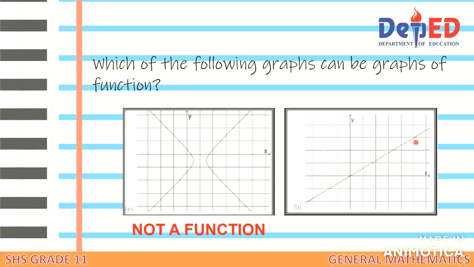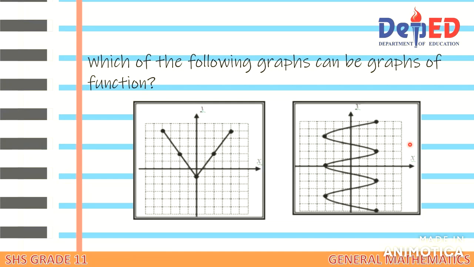How about here? The line is a straight line. So if I want to put a vertical line here or here or here, we can have one point of intersection only. So it means that this graph is a function. Next one.